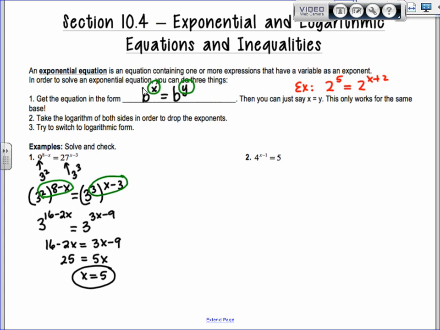Okay, but we don't always have things that we can get to be the same base. So do you see the problem on the next one? Like 4 can be 2 raised to something, but I don't know what 5 is. It's not 2 raised to something, right? So in this case, I do another method. So I'm going to do a couple different ways.